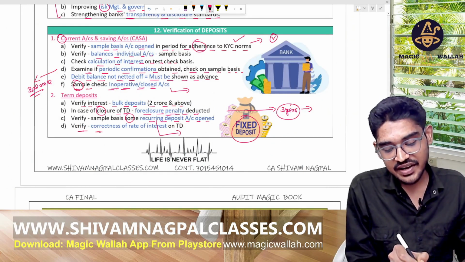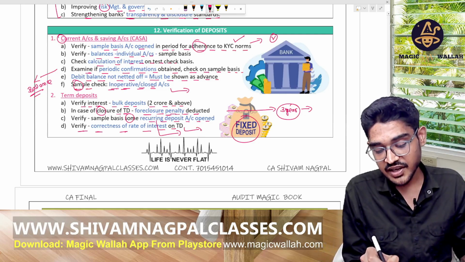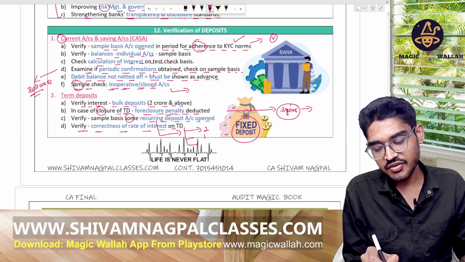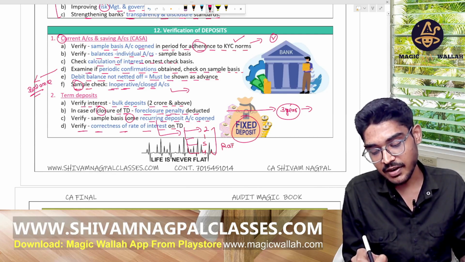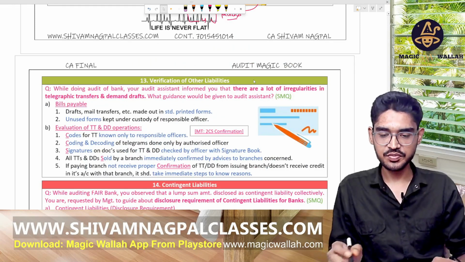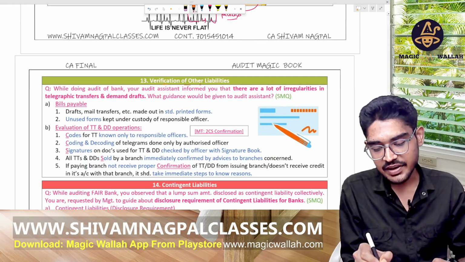Now, verify the correctness of the rate of interest on the term deposit. In case of 2 year, 1 year, 5 year, 4 year, the rates are different. So check whether the rate applied is correct or not. So the next point is verification of the other liabilities.